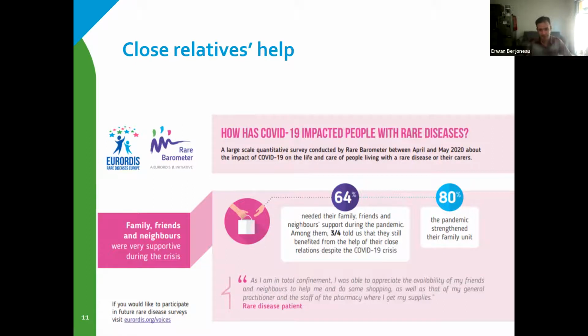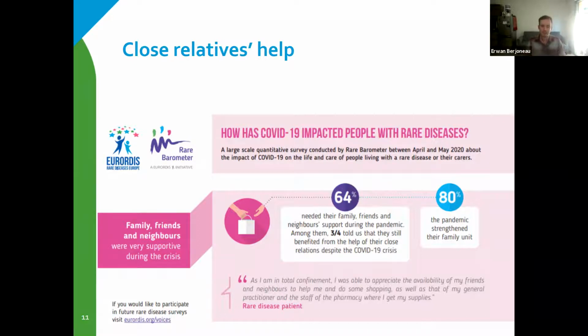And we have here again a quote that says, "As I am in total confinement, I was able to appreciate the availability of my friends and neighbors to help me and do some shopping, as well as that of my general practitioner and the staff of the pharmacy where I get my supplies." So that's an overview of the infographics that we've done. So again, you can ask this material for your country.